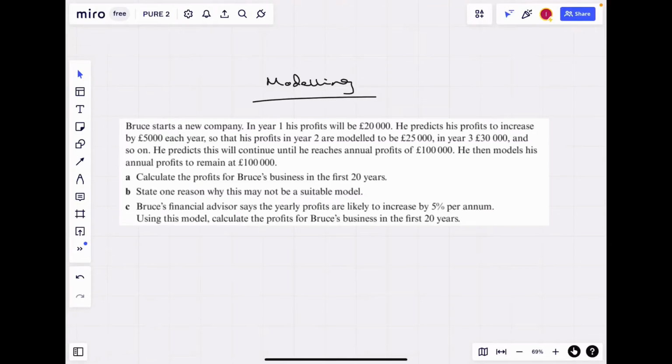It wouldn't be A2 without modelling in it. So, another modelling part of the topic. I've put the question up. Why don't you just give it a go? Try it. See what happens.